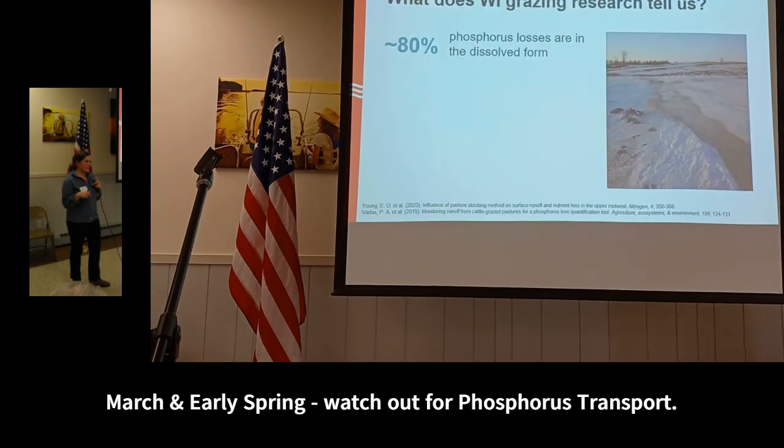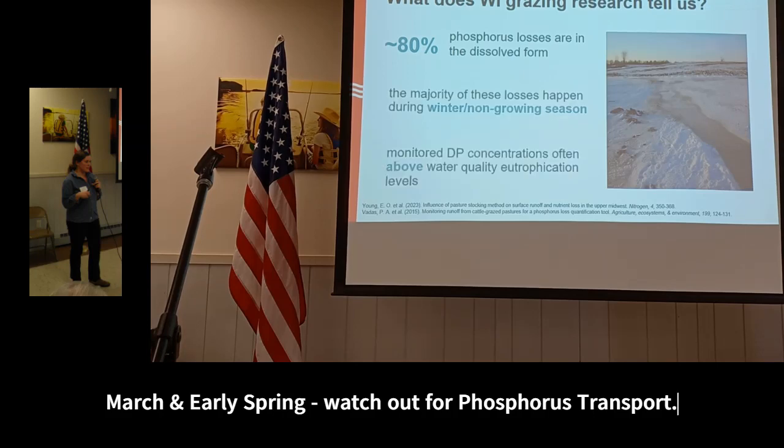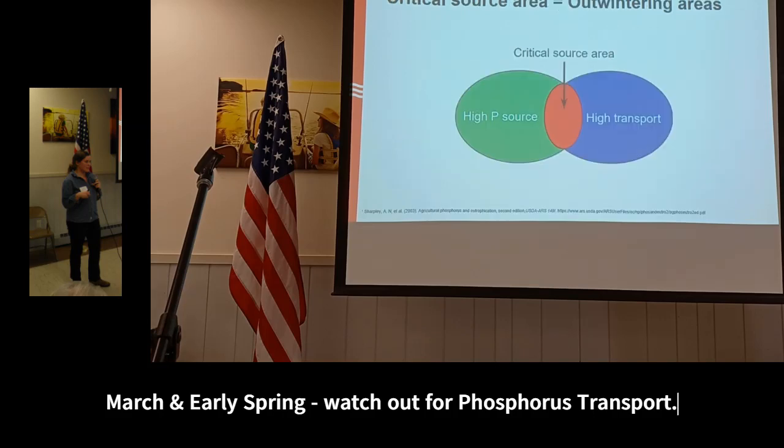The grazing research from Wisconsin tells us that 80% of phosphorus losses are in the dissolved form, which again makes sense because we know we're doing a good job of holding on to that soil. The majority of these losses happen during the winter and non-growing season, and this is concerning because the monitored dissolved phosphorus concentrations in a lot of the grazing research are often above water quality eutrophication levels. We likely see this in areas where high transport and high source conditions overlap, and this is really common in our outwintering areas.